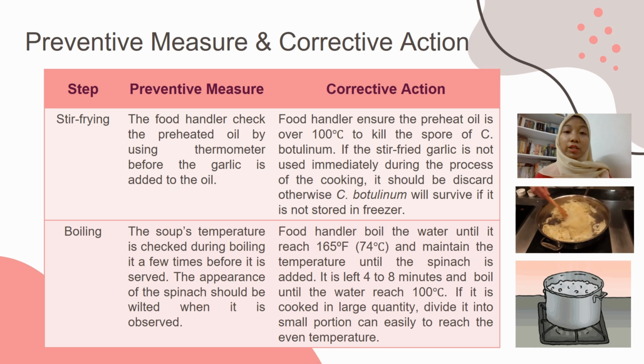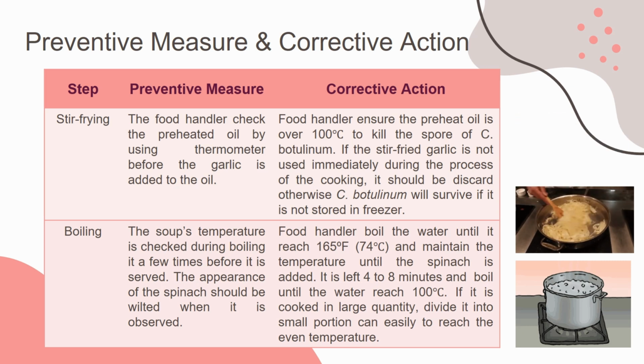The preventive measure for boiling is the temperature is checked a few times before it is served and the visual of spinach is wilted. The corrective action is the water is boiled until 74 degrees Celsius and the spinach is cooked until 100 degrees Celsius for 4 to 8 minutes. And cooking in small or medium portions is recommended.